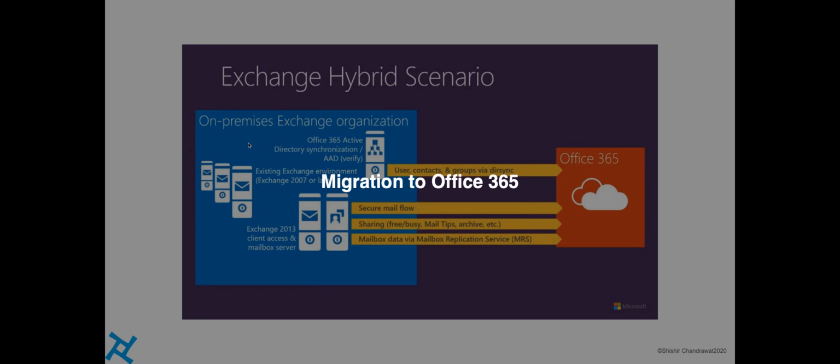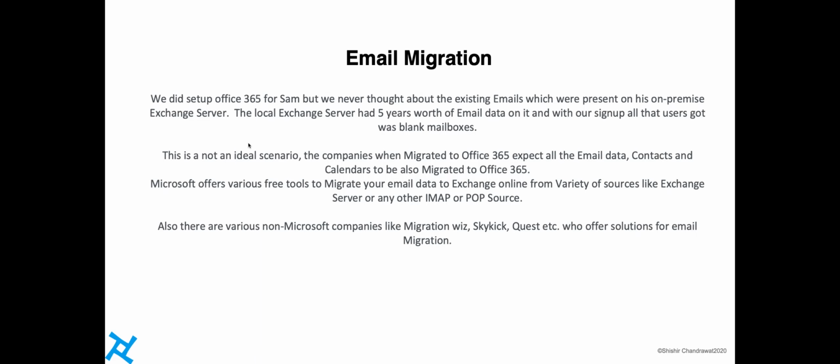Okay, now we are going to talk about the migration to Office 365. We did the setup of Office 365 for Sam, but we never thought about the existing emails which were present on his on-premise Exchange server. The local Exchange server had 5 years worth of email data on it. With our sign up, all the users got was blank mailboxes. This is not an ideal scenario.